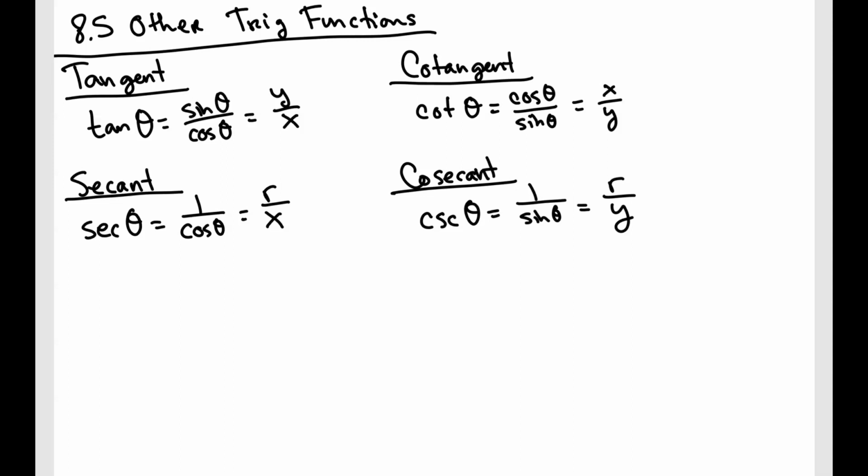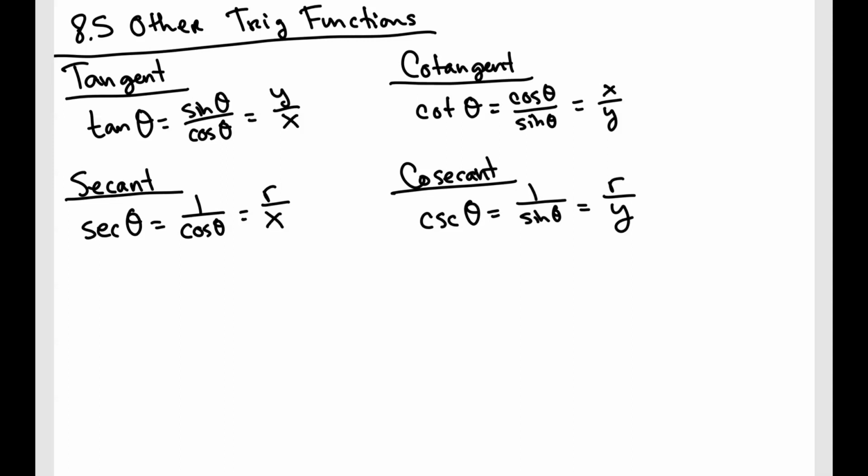A way that we can talk about tangent is that it's sine over cosine, which is just equal to y over x. And remember that the y was basically the sine function and the x was the cosine function, so it's just a division between them. Cotangent is basically the cosine over the sine, which is going to be x over y. So you can think about the cotangent as the reciprocal of tangent.